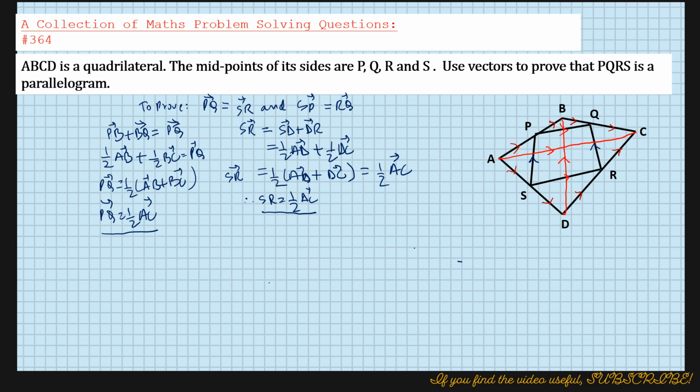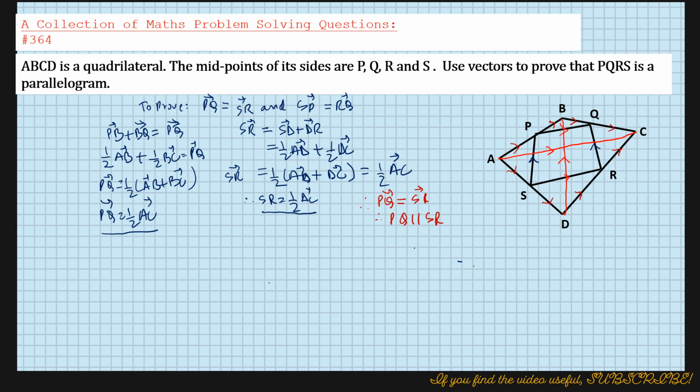So now we've proved that, we can say therefore PQ is parallel to SR. Sorry, that's not the right thing to say. I say therefore vector PQ equals vector SR, and therefore PQ is parallel to SR. Right, so I got that.